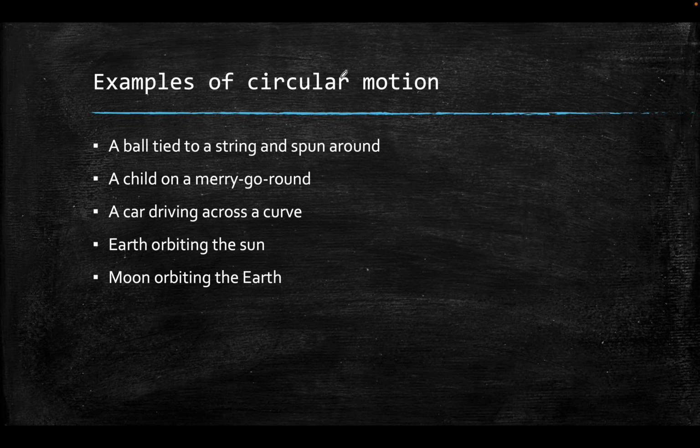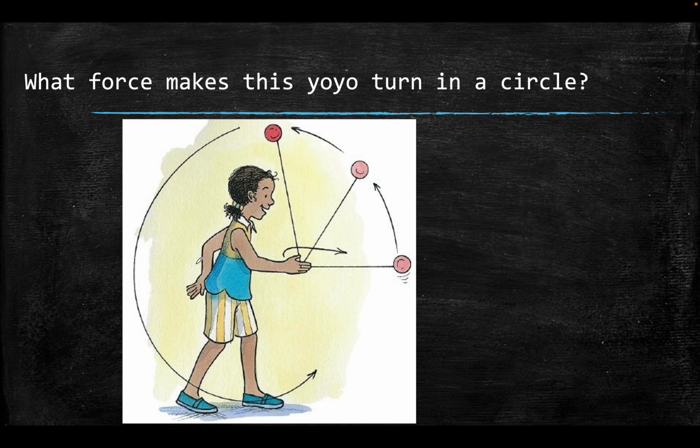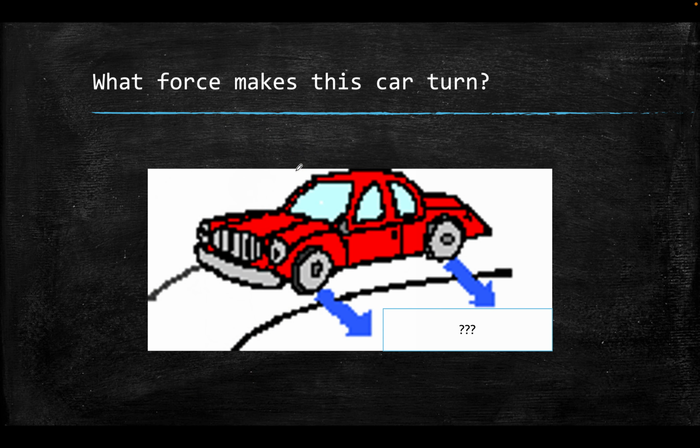Here are some examples. A ball tied to a string, spinning around. A child on a merry-go-round. A car driving on a curve. Earth or the moon orbiting the sun. Things like this. So in a yo-yo, what is the thing that's pushing it down? You might say gravity, but then what about when it's on this side? What is the thing that's bringing it to the center? There is something that's pulling this yo-yo to the center. Of course, there is a string, so in this case, tension is the centripetal force. Tension is the center-seeking force in this case.